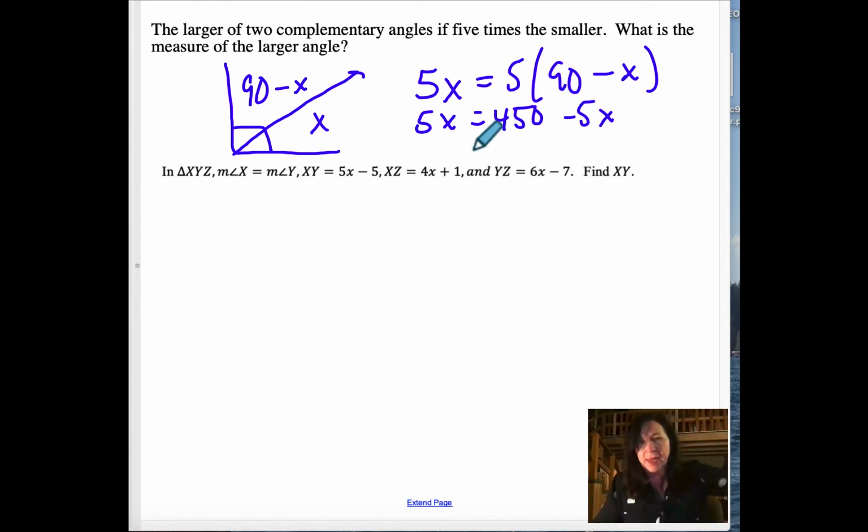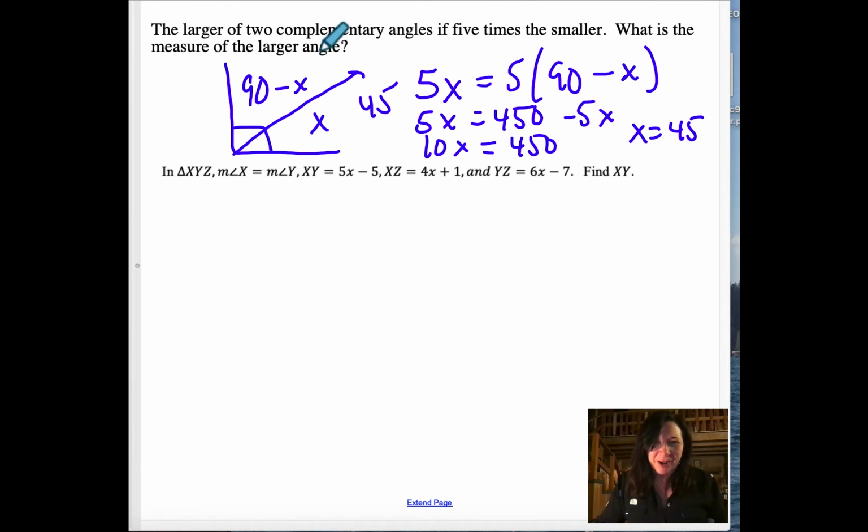I'm going to add x to the other side, and I'm going to get 10x. And then 10x is equal to 450. So if I divide by 10, I get x is equal to 45. One of them is x, which is 45. The other angle is 90 minus 45, which is also 45. This is such a trick question. So that means there's not a larger angle. They're both congruent because they're both 45 degrees.